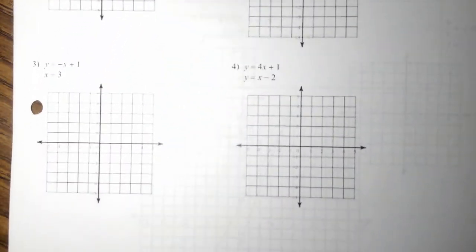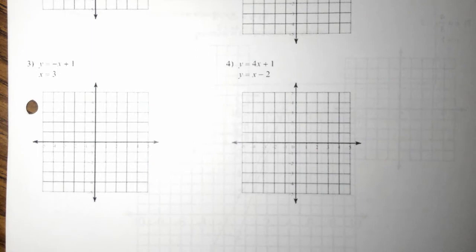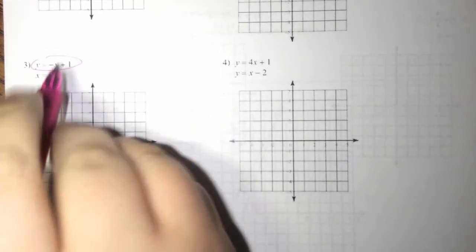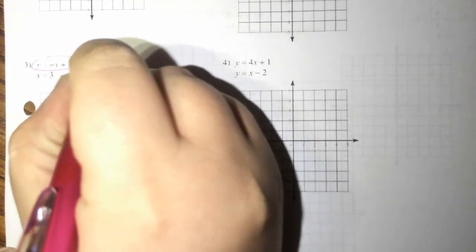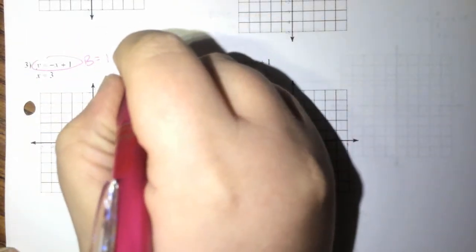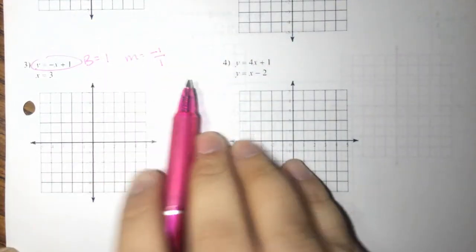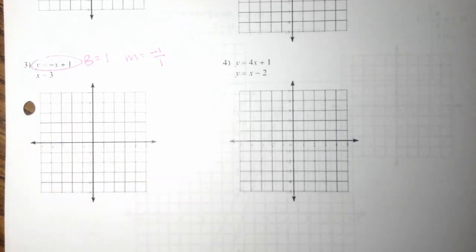Take a look at your homework on page 66 and look at number 3. Now this top line, you guys know how to graph. The y-intercept, or the beginning point, is a 1, and the slope is -1 over 1. And you know how to use these two things to draw the line for that linear equation. Looking at the next equation, that is not a linear equation.